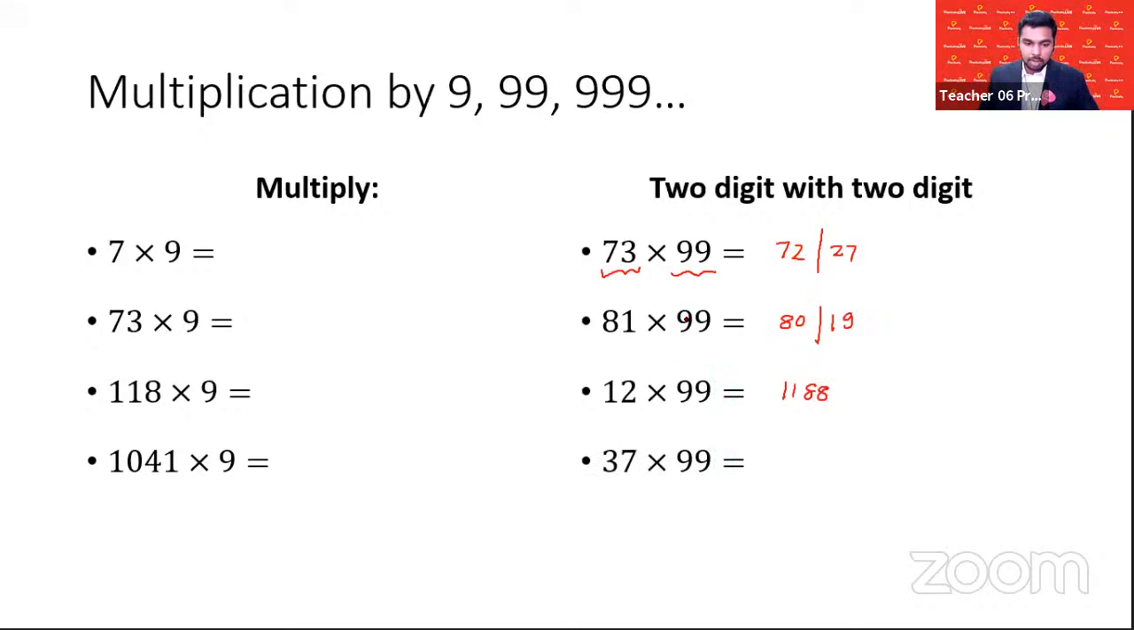What is 37 multiplied by 99? Now 37 is a very magical number. I'll explain this after I solve this. So this answer is going to be 36 and 63. So you can verify for yourself whether you're getting the same answer. So what I have applied is the same rule that I was explaining.